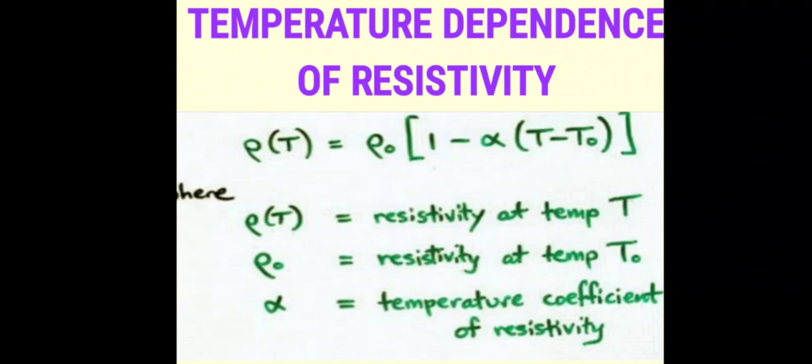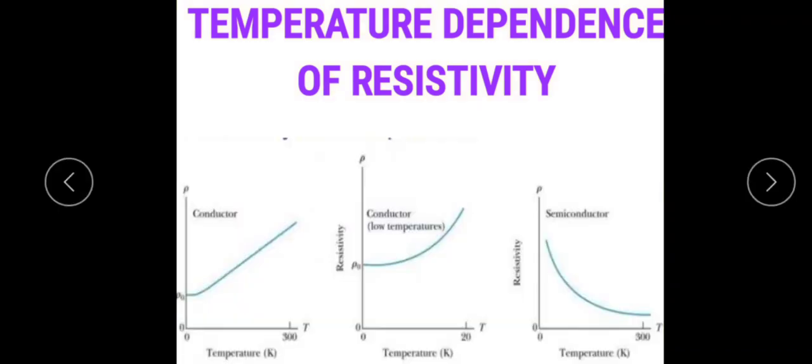For metallic conductors, alpha is positive and resistivity rho increases with increase in temperature.